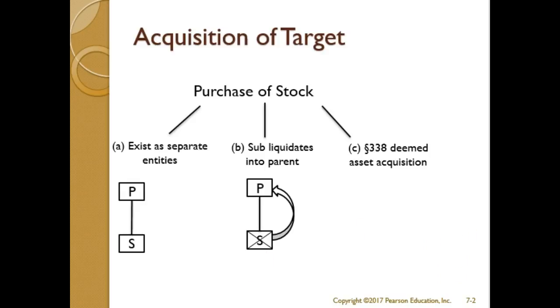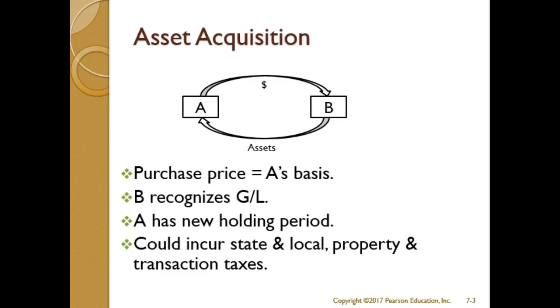The other way to acquire another corporation is to purchase the assets of the corporation. The purchase price becomes the purchaser's basis. The seller recognizes gain or loss. The purchaser has a holding period that starts at the beginning, the day after the purchase.